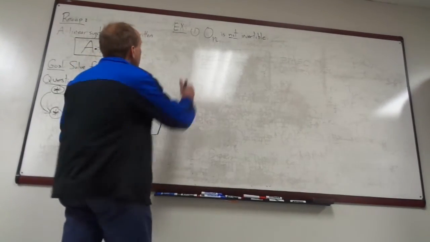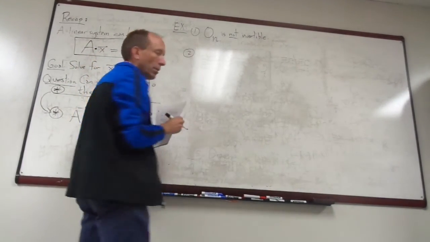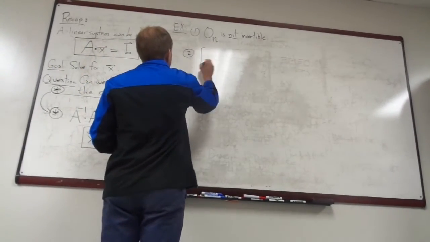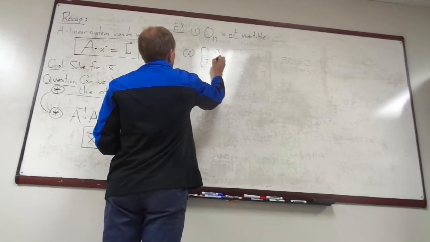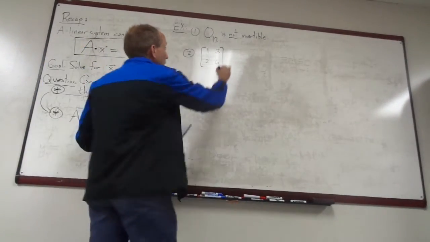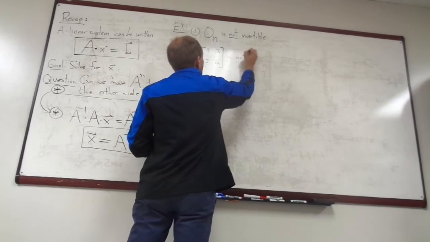But even matrices that are a little more promising don't always work. I claim that this matrix, 1, 3, 2, 6, a 2 by 2 matrix, is also not invertible.